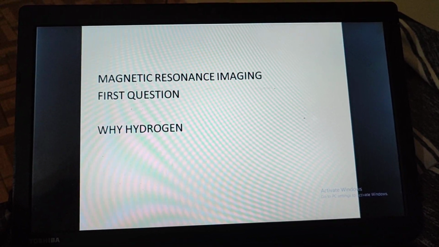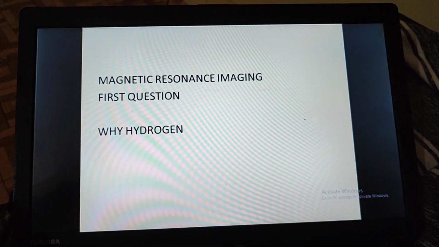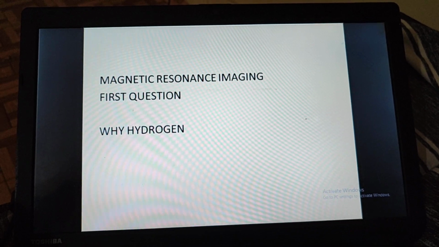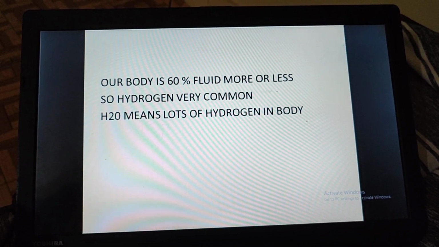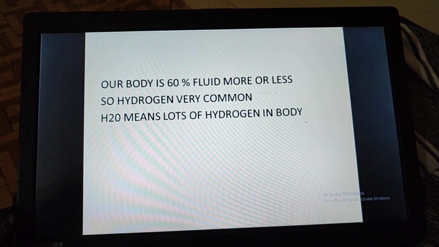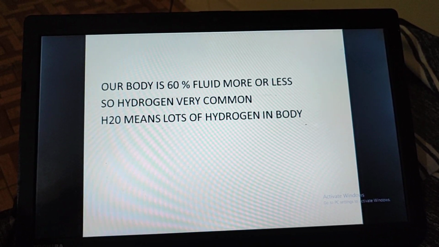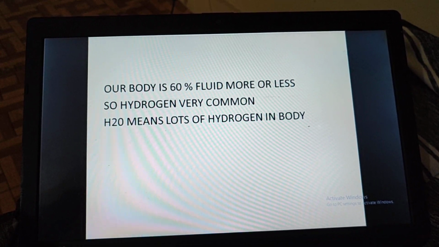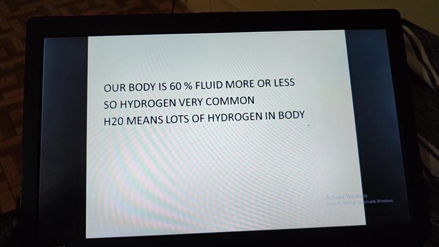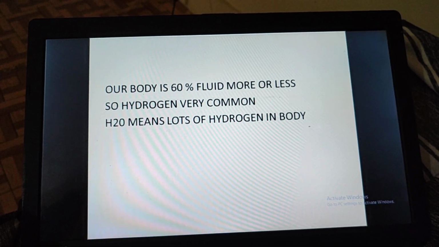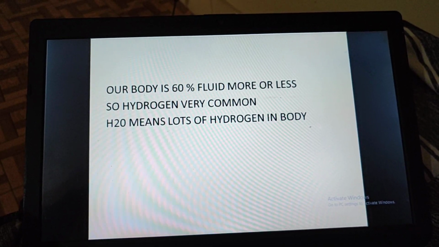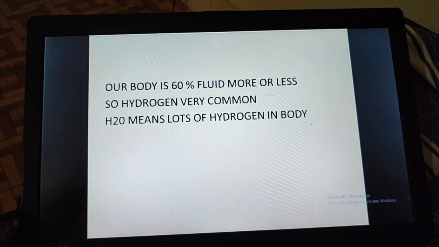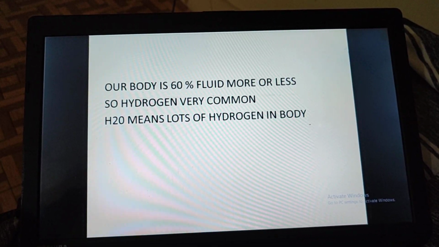So let's start. The first question that arises is: magnetic resonance imaging is something related to the hydrogen atom. So why hydrogen? Because our body is 60% fluid, more or less. So hydrogen is very common. H2O means there are two atoms of hydrogen linked to an oxygen. So hydrogen is a very common atom in our body. And the other thing is it has some magnetic properties. If you go into depth, it's not important for the clinical scenario. Basically what you're trying to look at is the hydrogen atom in the body.